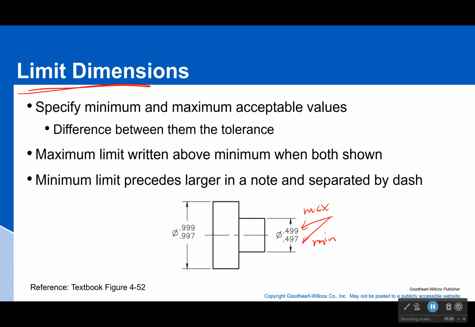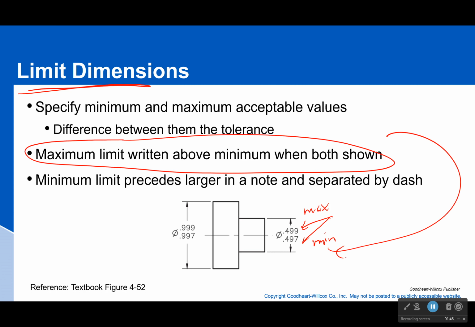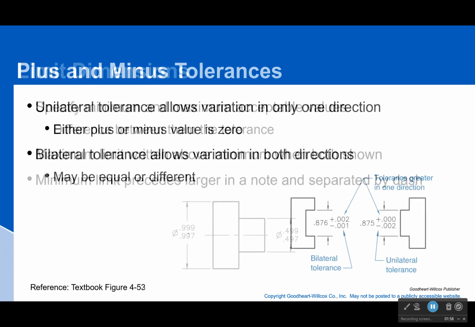Now, if it's in a note, then the minimum limit will precede the larger. It'll be separated by a dash. So this is for maximum right here. This is when they're both shown. And if you have it in a note somewhere else, you know, tolerance 0.5 to 0.7. That's just saying what's going to be with some note somewhere else. Don't see this quite as often as you will see this.